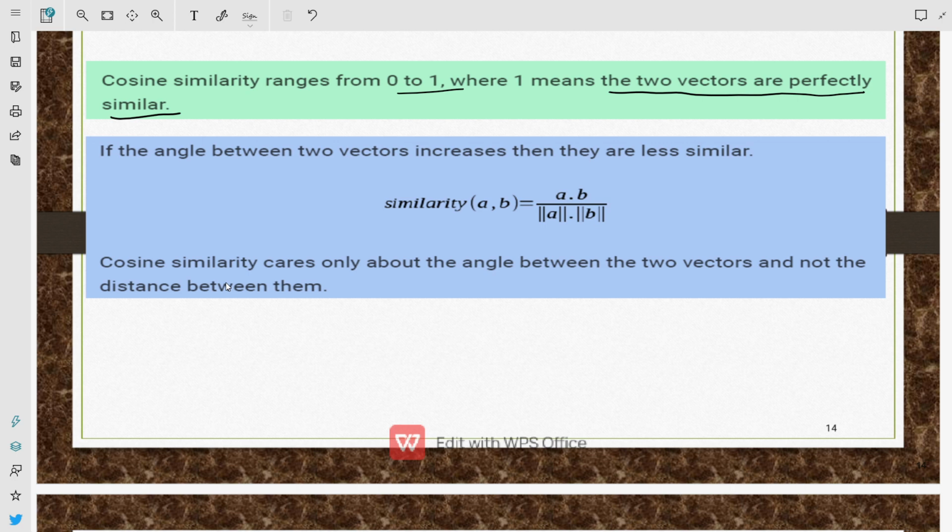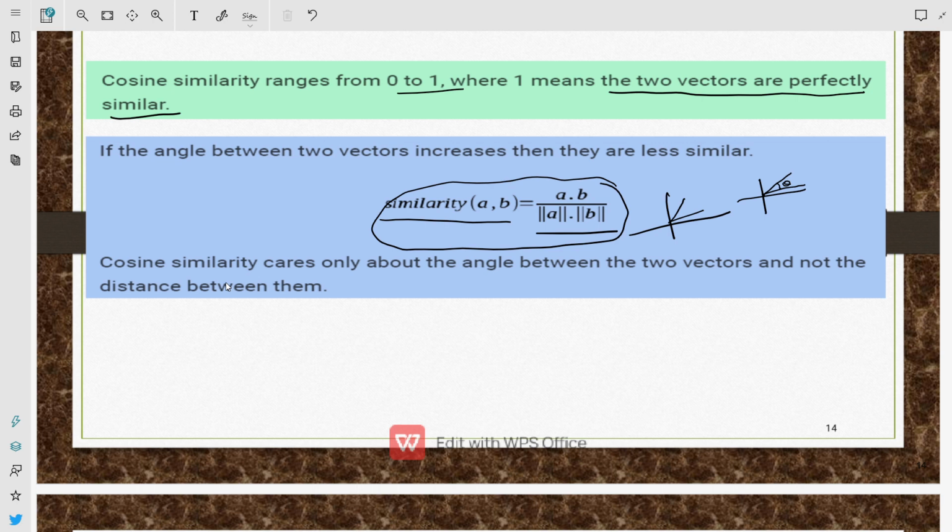So that's what is mentioned in this point. If the angle between two vectors increases, then they are less similar. This is the basic thing. Assume that we have two vectors like this. If these two vectors lie on the same line, in that case they are similar. Whenever the angle is increasing like this, those vectors become less similar. This cosine similarity is calculated by using this formula.